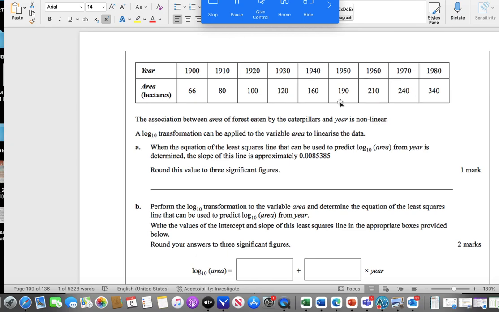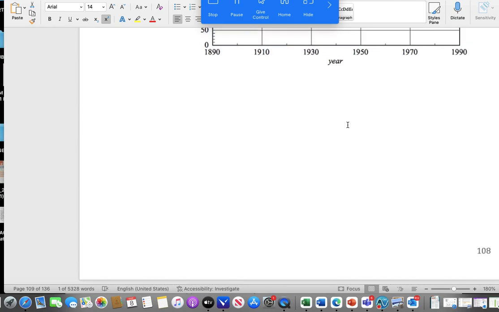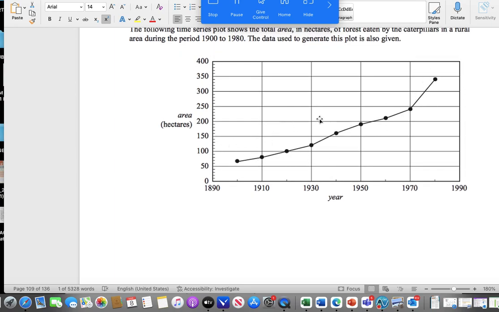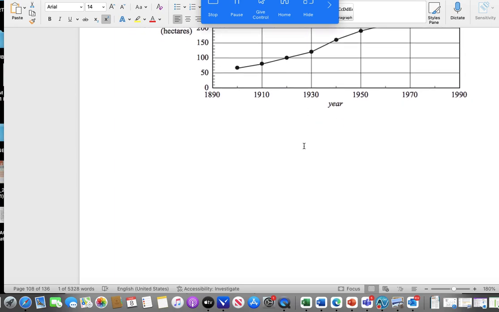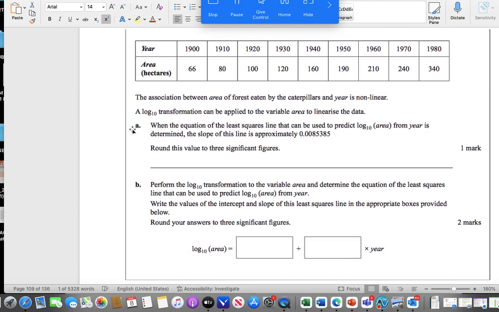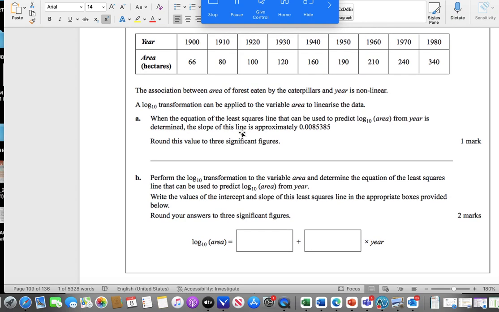So they've given us the data, and they said the association between area of forest eaten by the caterpillars and the year is nonlinear. So looking at this, yeah, they're telling me it's not a straight line, it's a curve. Now, in the exam, they often tell us what transformation, and they did. They said do a log transformation of area. So that's a y transformation, yeah? So a log y.